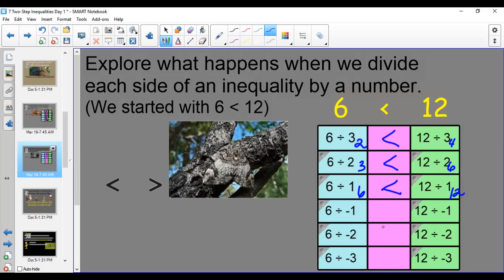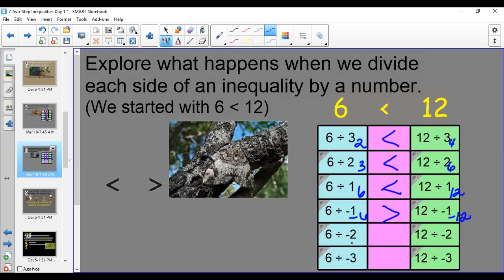If I would divide by -1 now, I would get -6 and -12. The negatives are a little bit harder to think about, so I always tend to think about money. How is losing $6 versus losing $12? Well, losing $6 is better, or greater, than losing $12. This time our symbol flipped. Let's see if it continues to do so on the other ones.